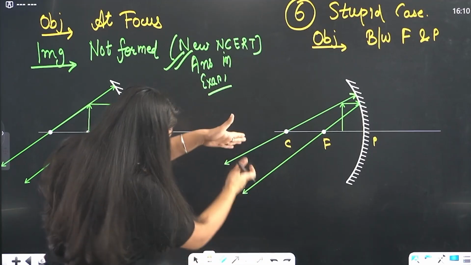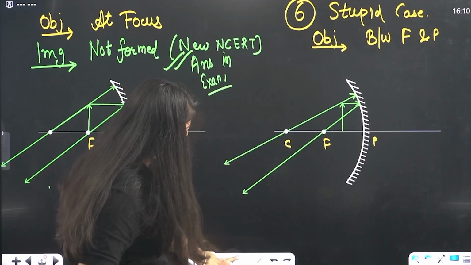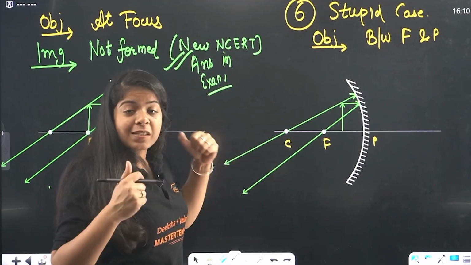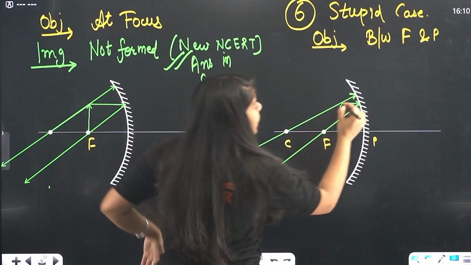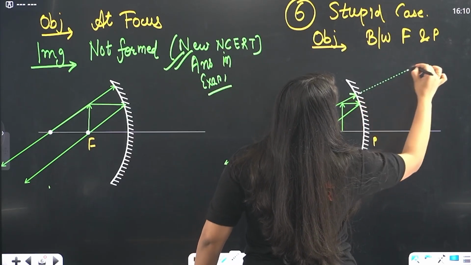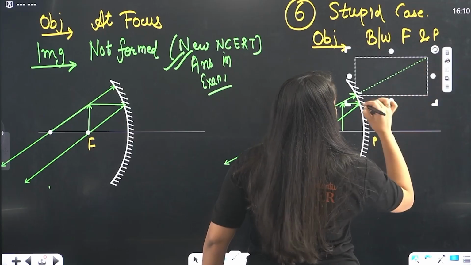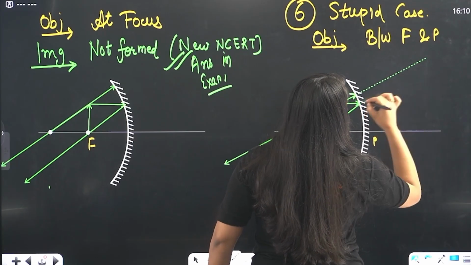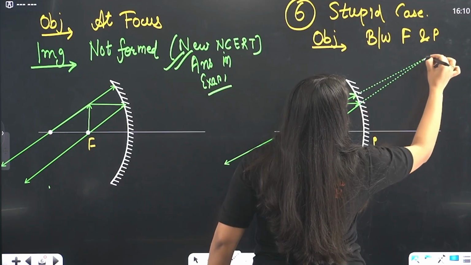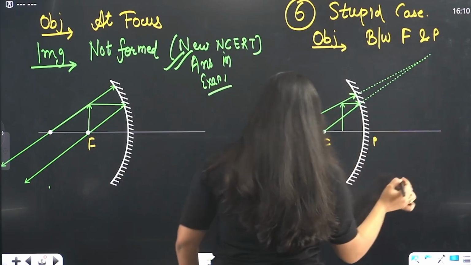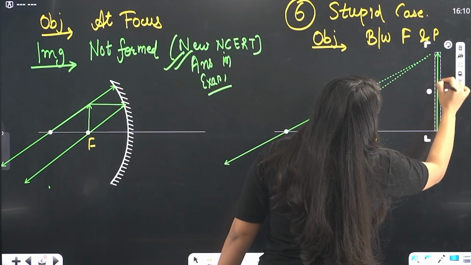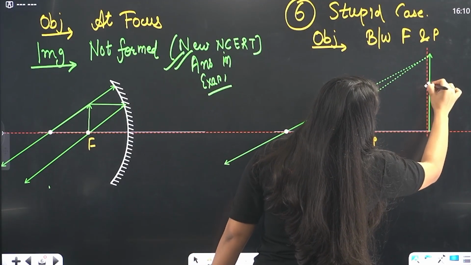Understood? Now ma'am, these are going away. Of course they won't meet in the same direction. So where are they meeting? But we still see an image, right? So they are meeting behind the mirror, beta. So you can just draw these dotted lines with the help of a scale. Right? And then this is where your image will be formed.